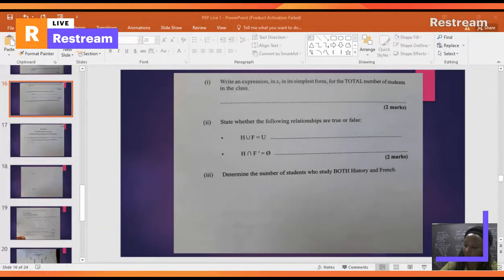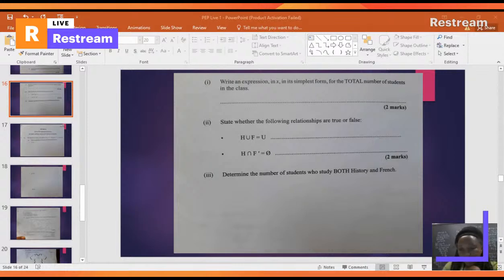So 37 minus X equals 30, so X is 7, right? All right, and H is 18. So if we take 7 from 18, we're going to have 11. So there are 11 persons in H only. So it would be incorrect to say that H intersect F complement has no members. That's incorrect. So that is false.